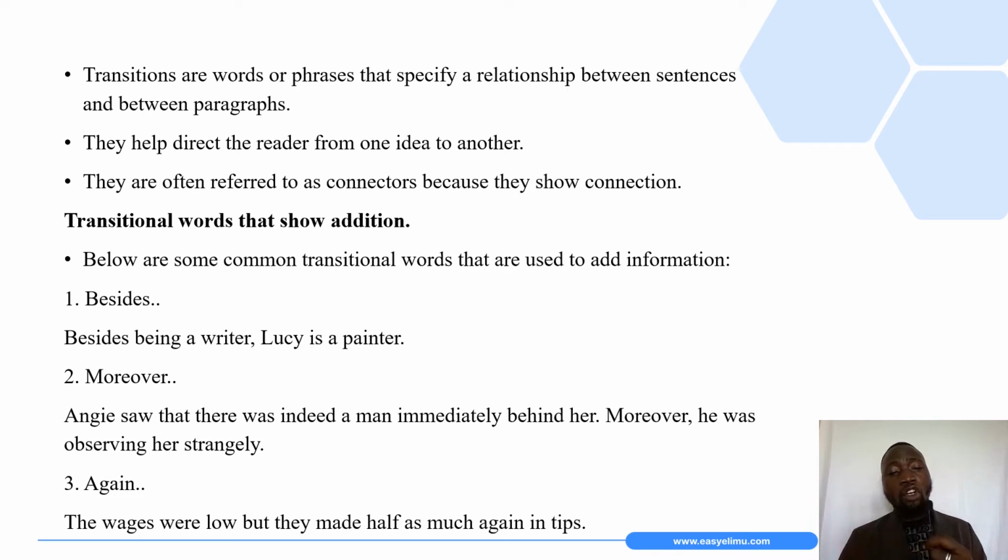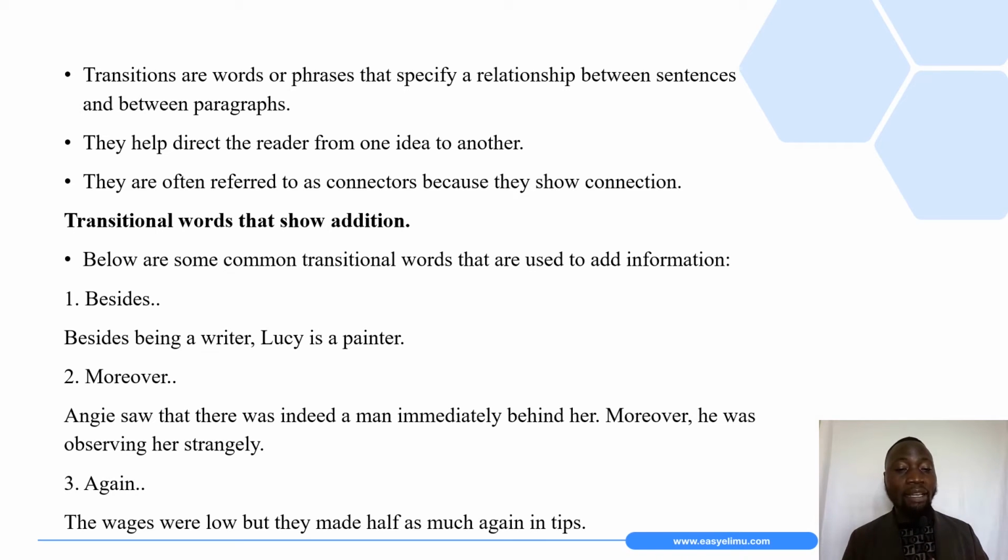Then also remember that these transitional words can be put either at the beginning of a sentence or in the middle. And in most cases, when they appear at the beginning, the second idea or the second part or phrase is normally introduced by a comma, as indicated there. So another example of a transitional word that can be used to give additional information is moreover.